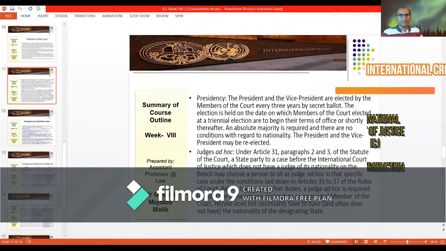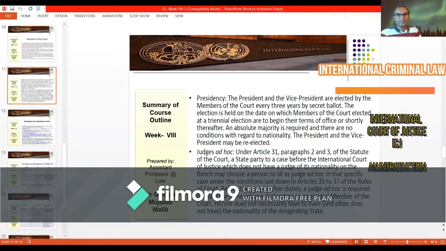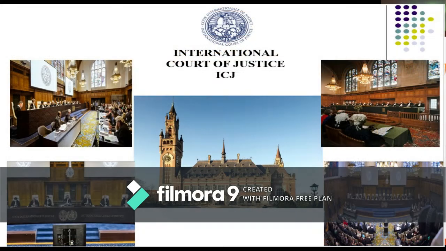So, students, after every 3 years, the court elects its president and vice president. The president chairs all sittings of the court, and he or she directs its work and supervises its administration. And annually, the president presents a report on the working of the ICJ to the General Assembly.